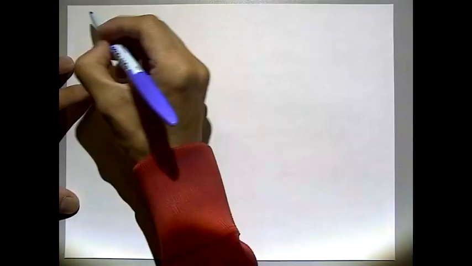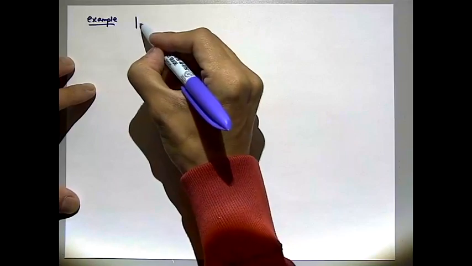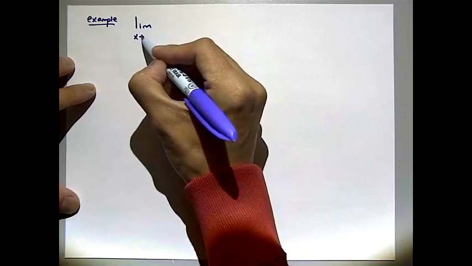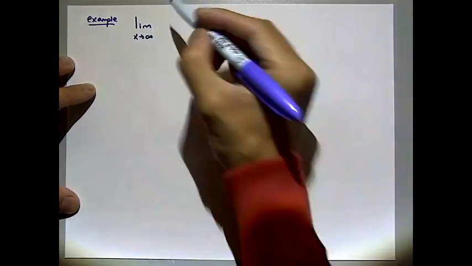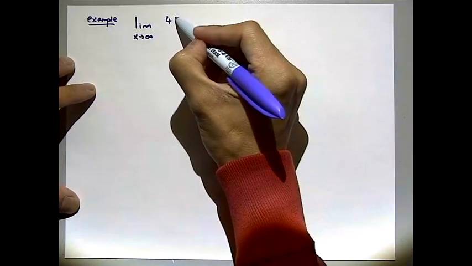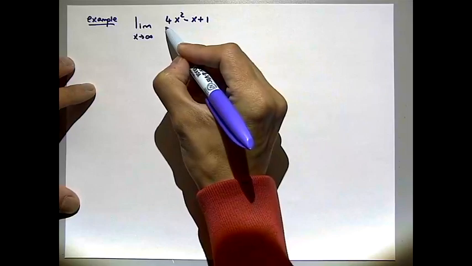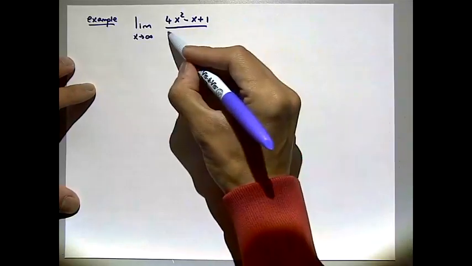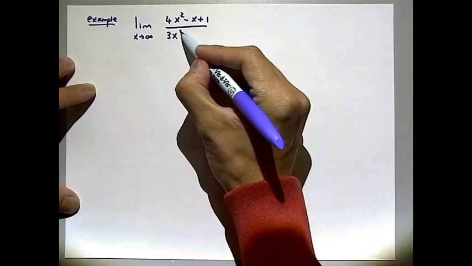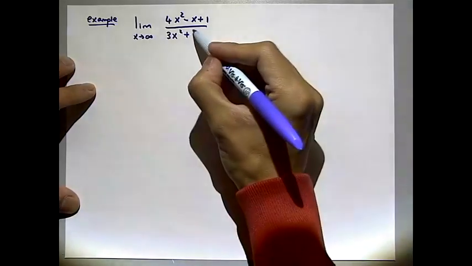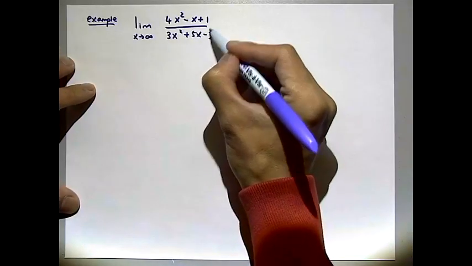Okay, so let's check out this example. Let's look at what happens when x becomes a very large number to the rational function 4x squared minus x plus 1 over 3x squared plus 5x minus 3.